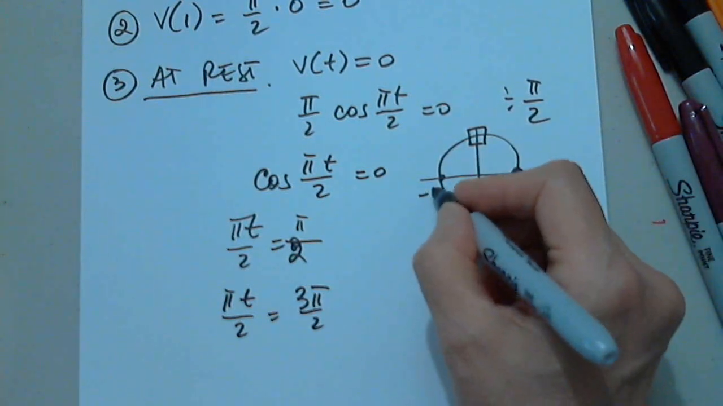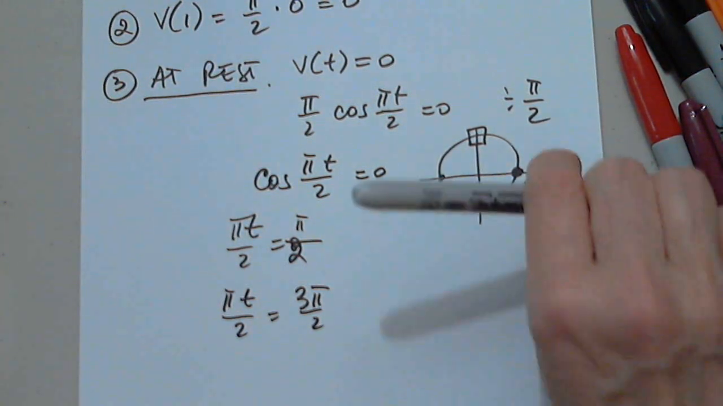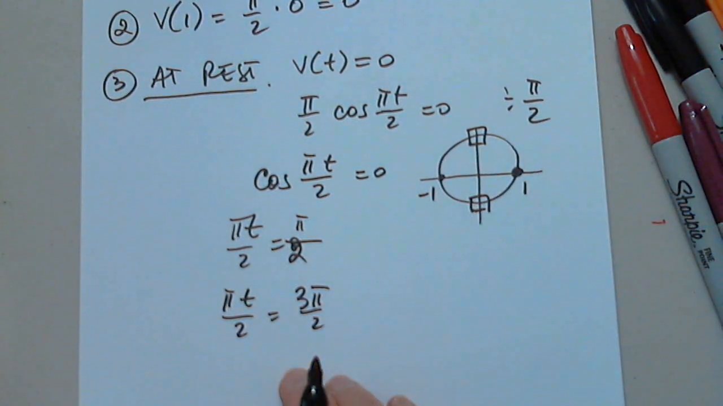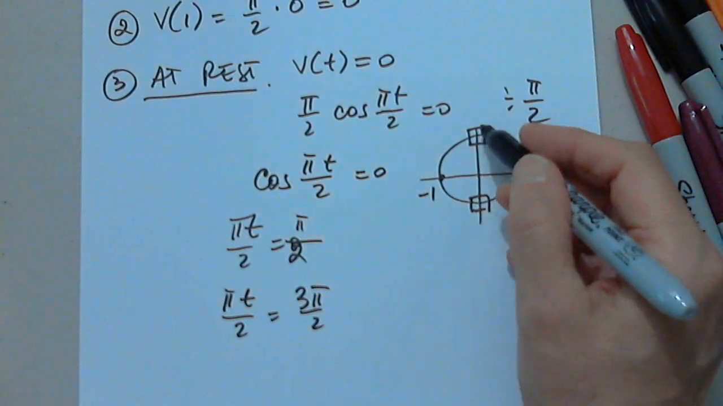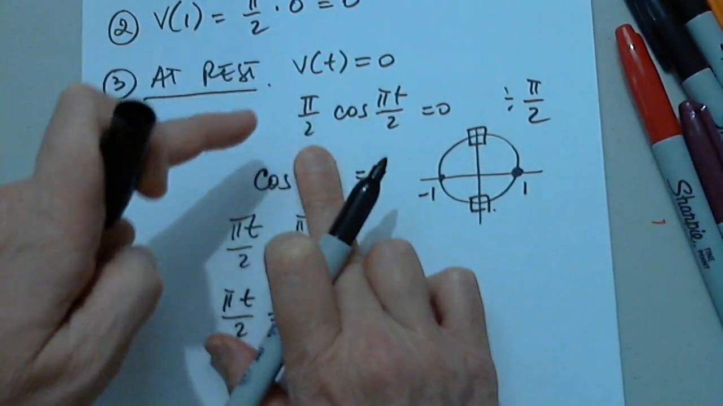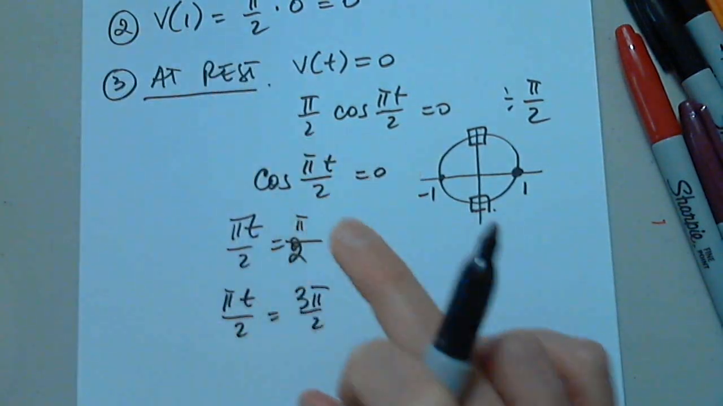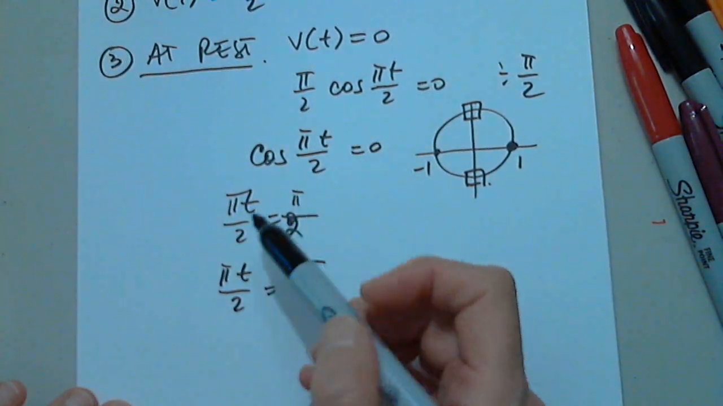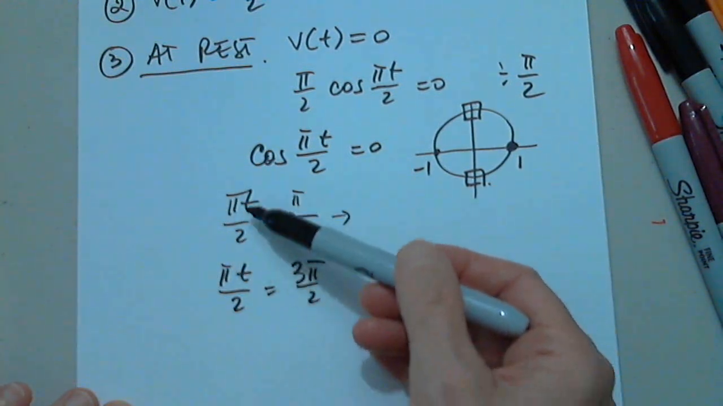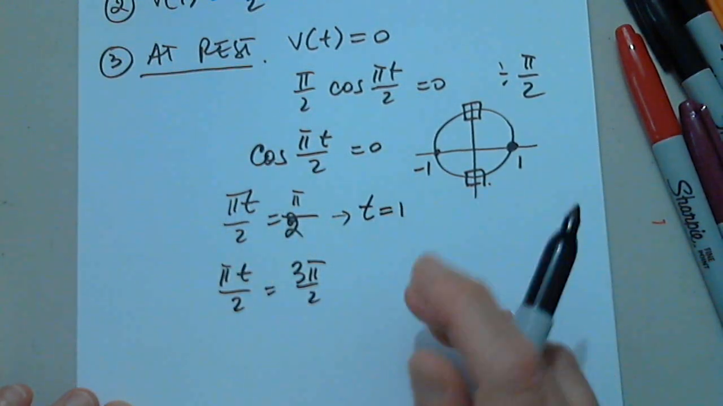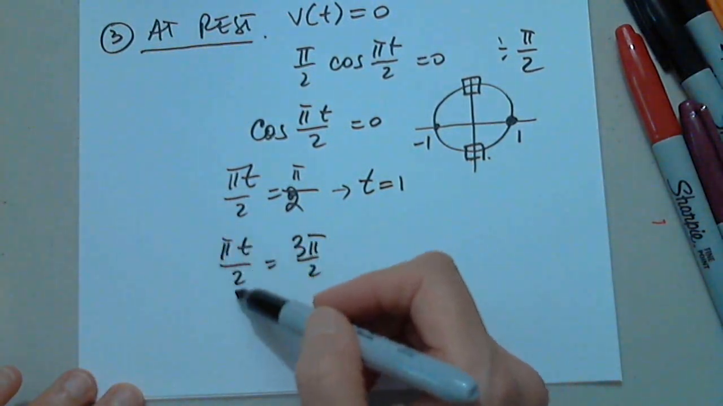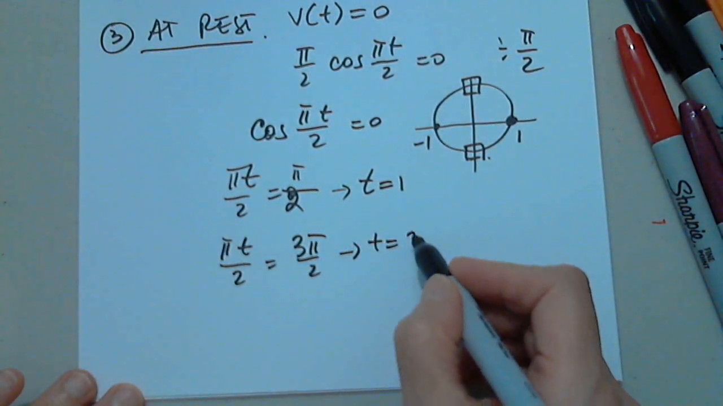Here is 1 and here is -1, because it's measured on the y-axis, not the x-axis. So here's 1, here's -1. So at pi over 2 and 3 pi over 2, cosine of pi over 2 is 0, and cosine of 3 pi over 2 is 0. So from here, we have to find t. I will divide both sides by pi over 2, and I get t equals 1. Same thing here. I divide both sides by pi over 2, and I get t equals 3.